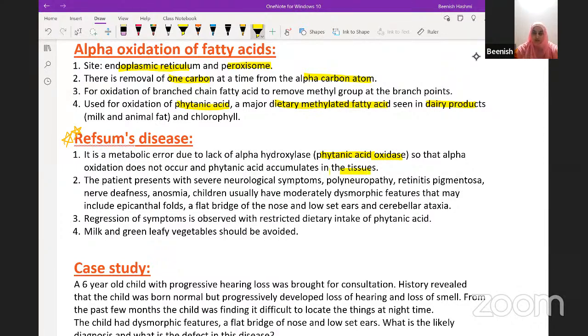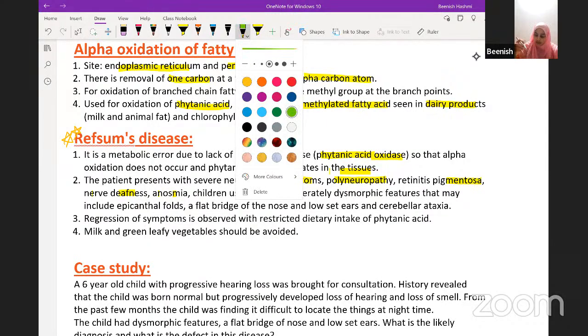So what is happening in Refsum's disease? One of the enzymes, that is phytanic acid oxidase, involved in alpha oxidation of phytanic acid, is defective, as a result of which phytanic acid cannot be oxidized or metabolized, leading to its accumulation in the tissues. Such patients have severe neurological symptoms: polyneuropathy, retinitis pigmentosa, nerve deafness, anosmia. Children usually have moderately dysmorphic features that include epicanthal folds, a flat nasal bridge, low set ears, and cerebral ataxia. So these are the clinical manifestations.